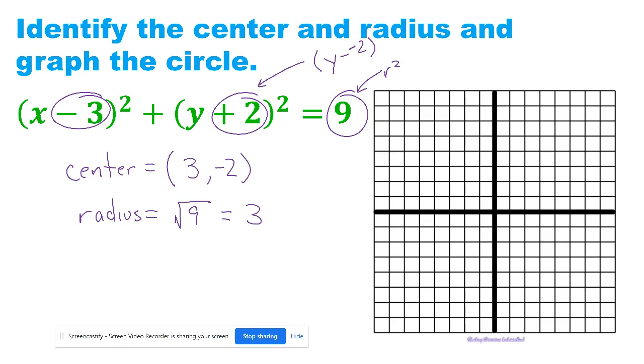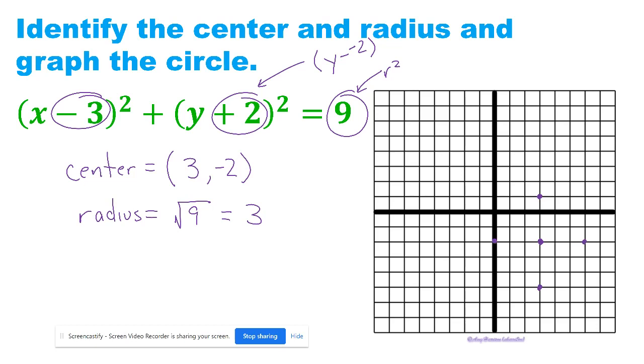So with that information, we can sketch a graph. The first thing I want to do is identify where the center is on the graph. So it's positive 3, negative 2. I'll go 3 to the right and 2 down and make my point. And then I know the radius is 3, which means from this center point, I can go 3 out in any direction and find a point that will be on the circle. So to get a rough sketch, I'm just going to go up 3 and make a point. I'll go 3 to the right, 3 down, 3 to the left.